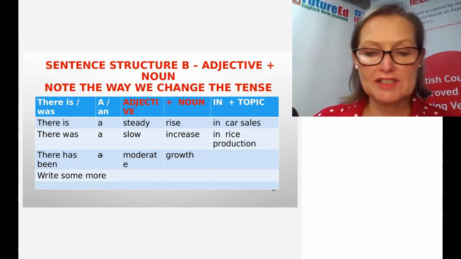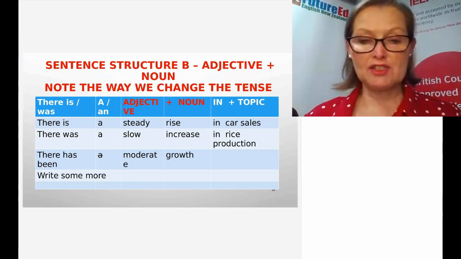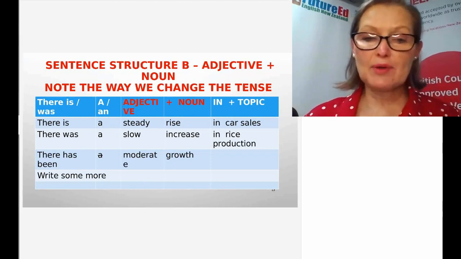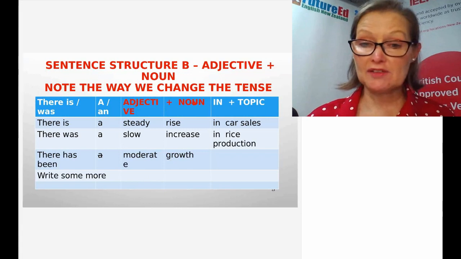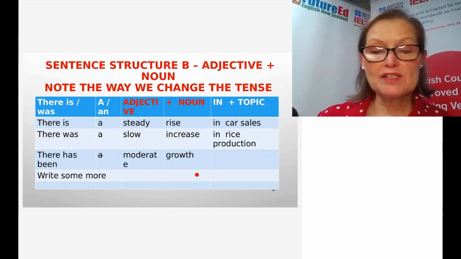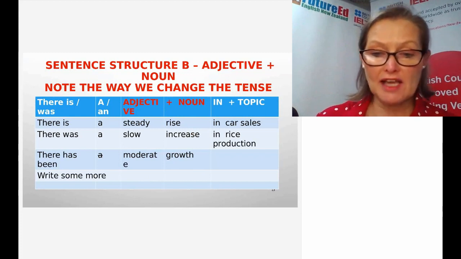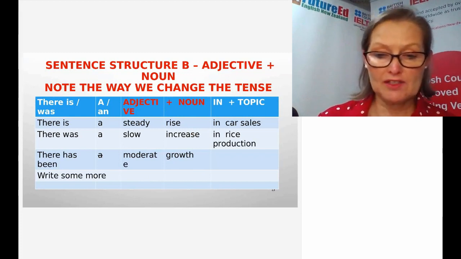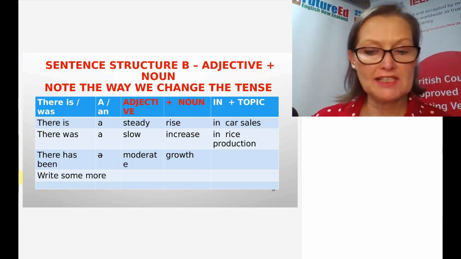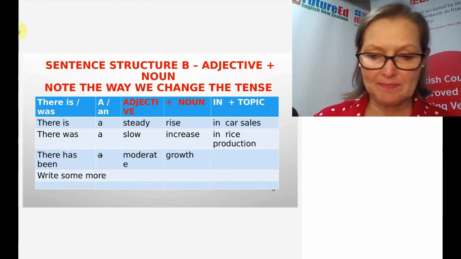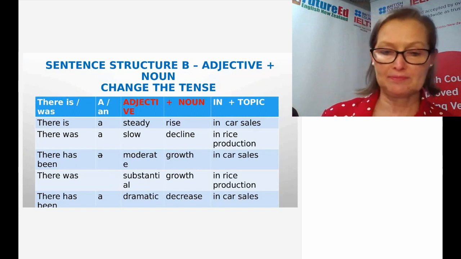And for homework, what I suggest you do is write out these sentences, practice them with the different verbs, practice them with different adjectives and different nouns. And once again, work to get them fast and get them accurate so that you can write these building block parts of the sentences very, very quickly. Let's move on.